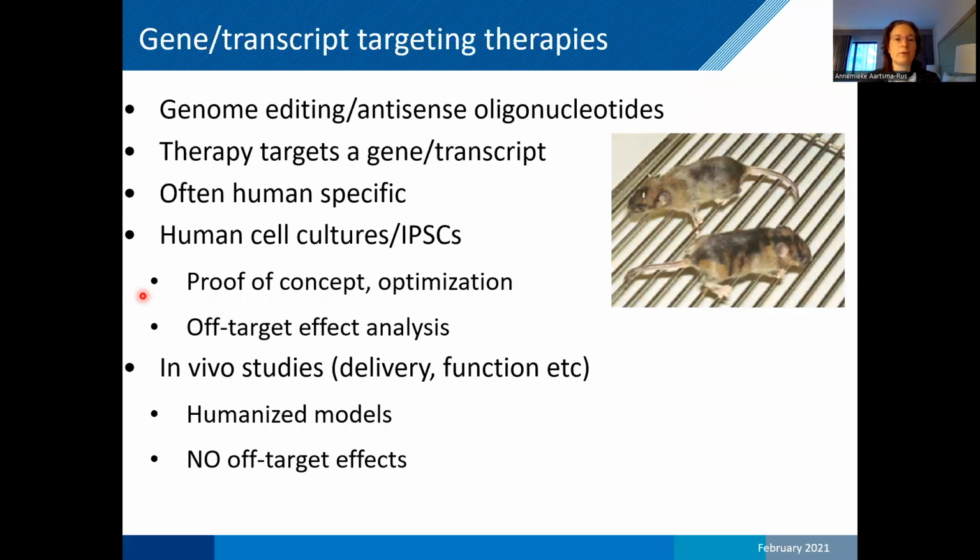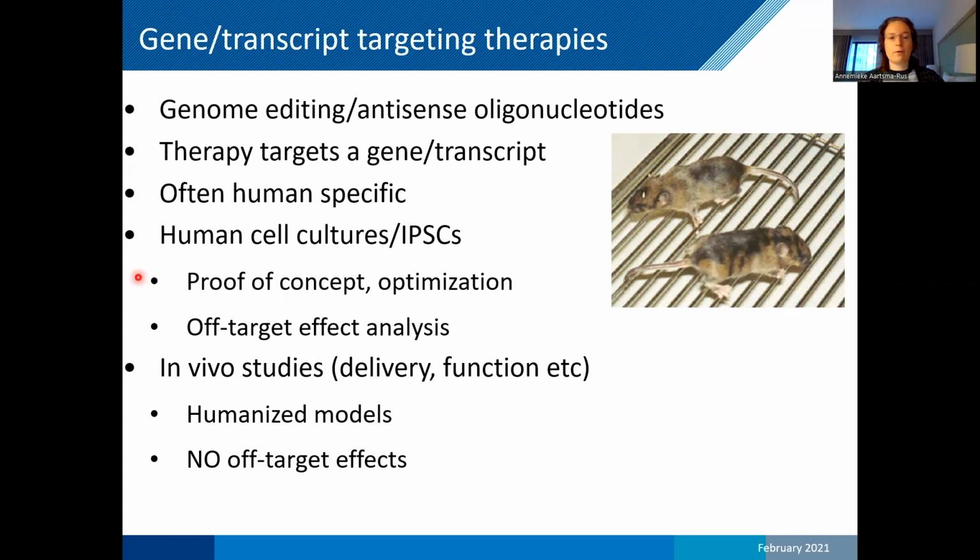Then there's also some consideration because there are now a lot of gene or transcript targeting therapies, like genome editing, which targets the DNA, and antisense oligonucleotides, which target the RNA transcripts. And these are gene or transcript specific. So here there is a problem that the human gene often has mismatches with the mouse gene or the fish gene, etc. So you really need your human-specific genome editing guide RNAs or antisense oligonucleotides.